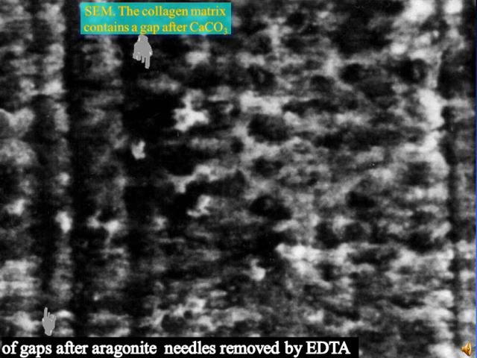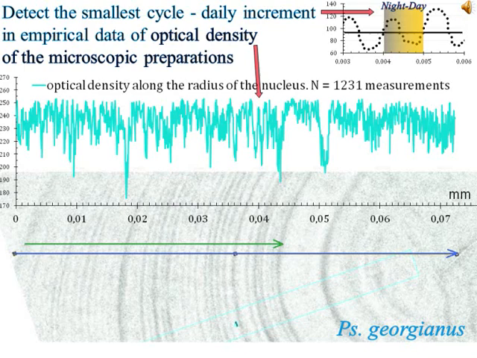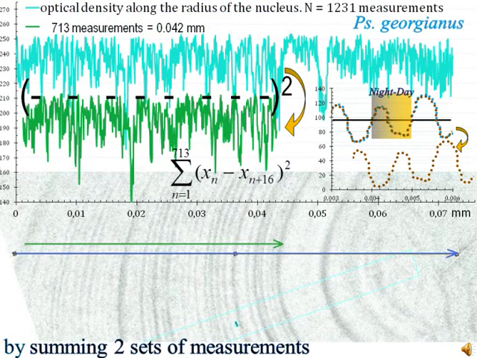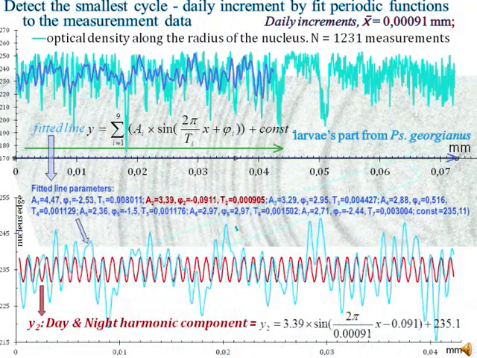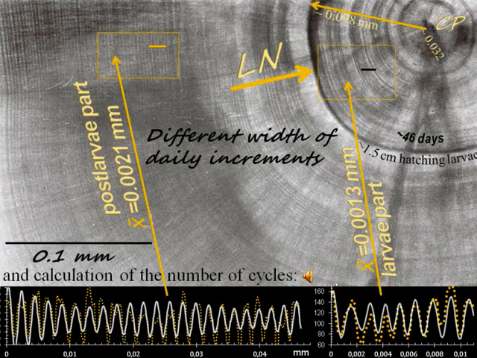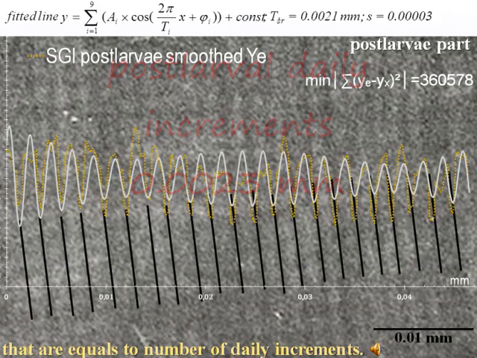One unit of daily ring is made up of a collagen ring and a ring of gaps after aragonite needles removed by EDTA. Detect the smallest cycle, the daily increment, in empirical data of optical density of the microscopic preparations by summing 2 sets of measurements shifted relative to each other, finding the minima of the optical densities and calculating cycles of daily increments. Or detect the smallest cycle daily increment by fitting periodic functions to the measurement data and calculating the number of cycles, which equals the number of daily increments.